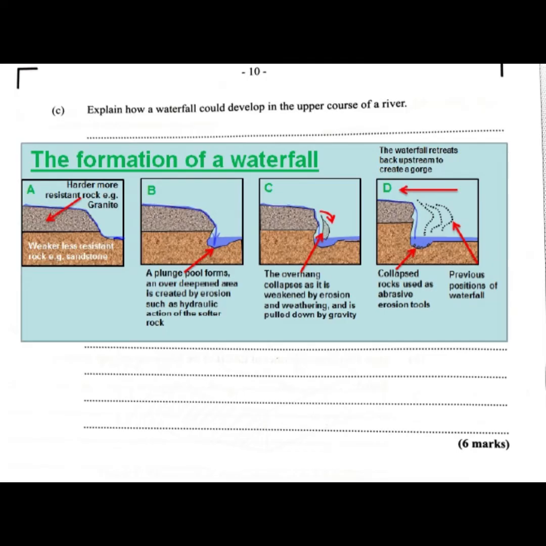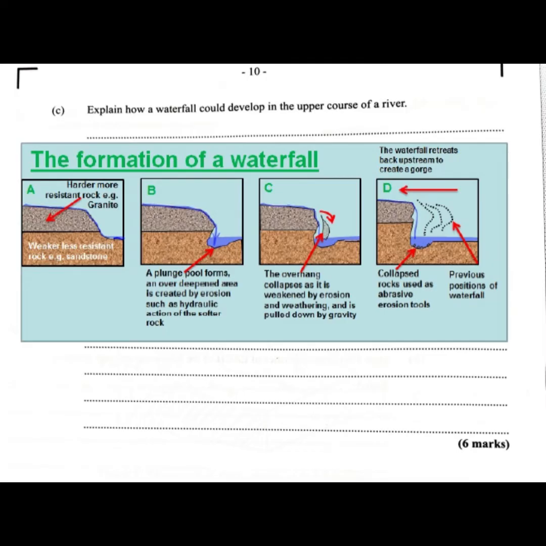Now, the picture that we are looking at, in picture A, is showing where we have a band of soft rock and a band of hard rock. Hard rock, like granite, is hard to erode. It takes thousands of years for it to erode. So what the river water does is that it erodes the band of softer rock. Now, as it erodes the softer rock, it creates what we call a plunge pool at the base.